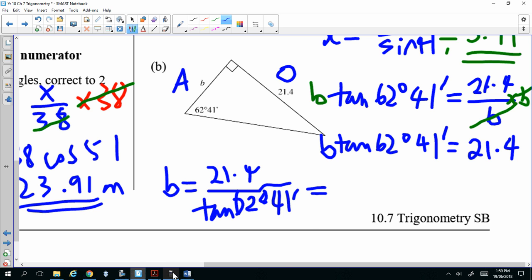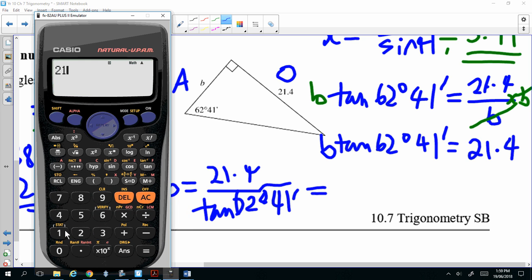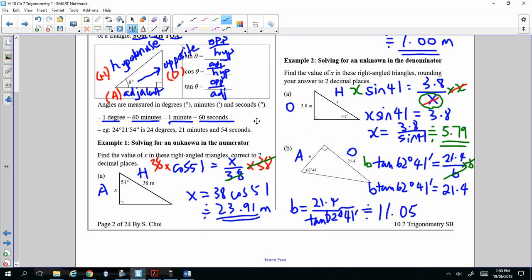So you go b equal to 21.4 divided by tan 62 degrees 41 minutes. Okay, so we'll just type this in, 21.4 divided by tan 62 degrees 41 minutes, like that. And then you press equal, get 11.05. So it's very easy how we find both the numerator and the denominator in a right angle triangle.